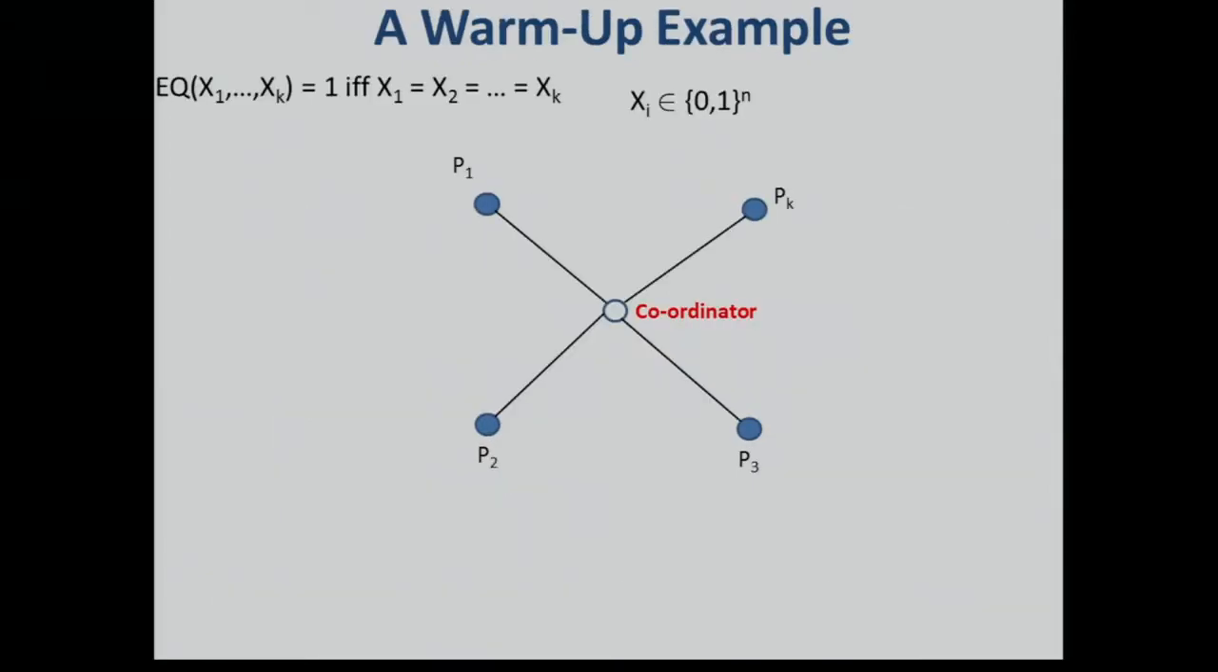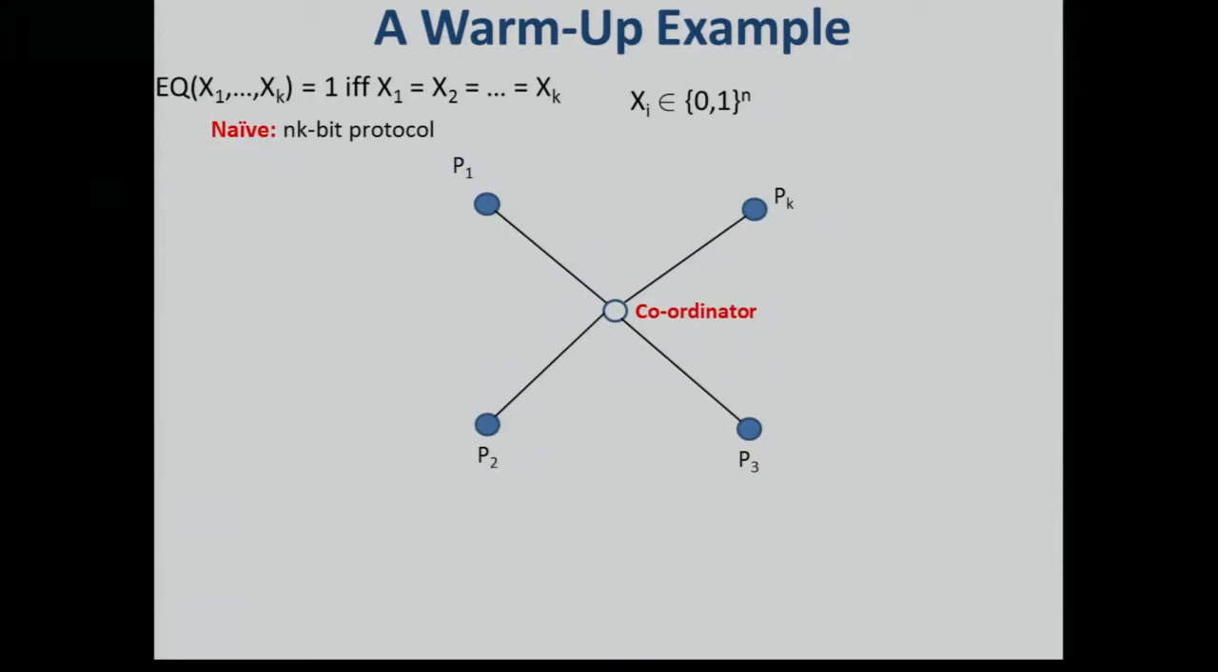As a warm-up example, let's look at this equality function. Very simple function, where the k nodes get n-bit strings. So each xi is an n-bit string, and all they want to verify is if all the strings are the same string or not. So the naive protocol is an nk-bit protocol, where every player sends its bits to the coordinator, and the coordinator just outputs the answer. And as you might expect, for equality in a deterministic protocol, so currently, sorry, I just forgot to mention, I'm looking at the deterministic setting in this warm-up example.